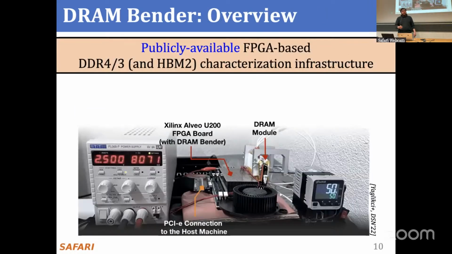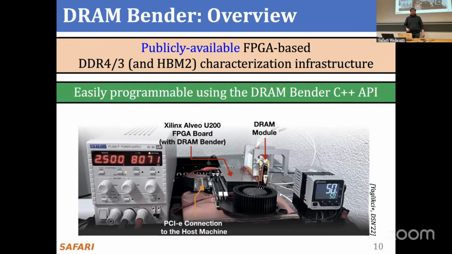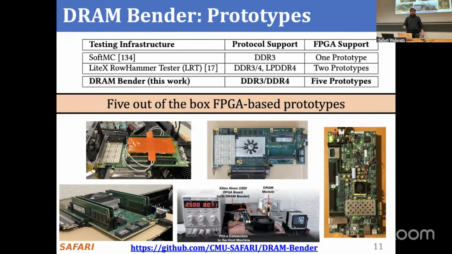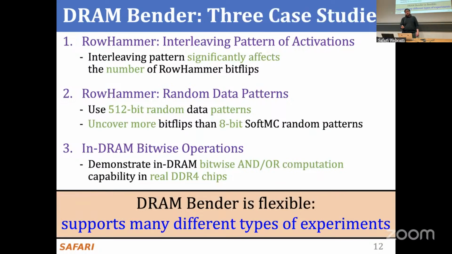So to this end, we proposed DRAM Bender, a publicly available FPGA-based DDR3, DDR4, and HBM2 characterization infrastructure, which is easily programmable using the DRAM Bender C++ API. It already supports 5 out-of-the-box FPGA-based prototypes from, for example, Bittware and AMD Xilinx, that have DDR3, DDR4, or HBM2. In this paper, we show 3 case studies to show the effectiveness of DRAM Bender, and they lead to 3 new insights.